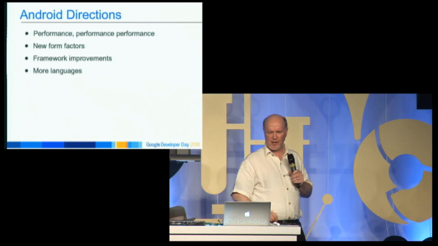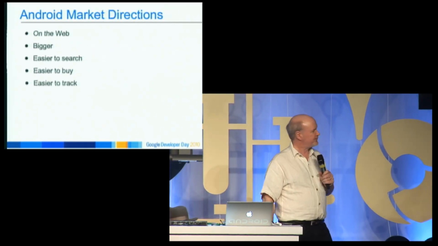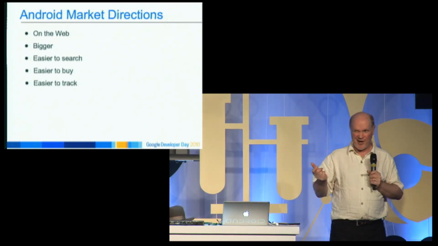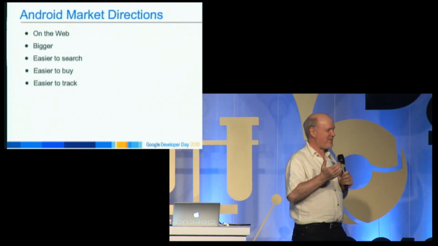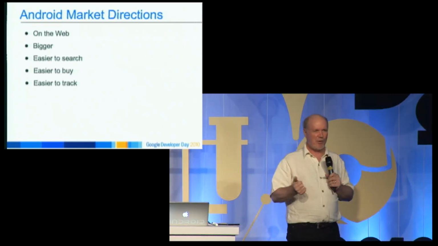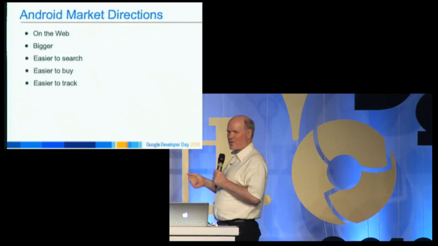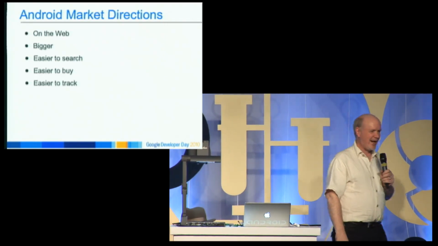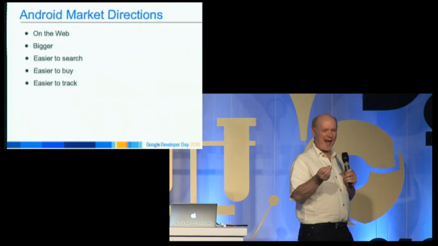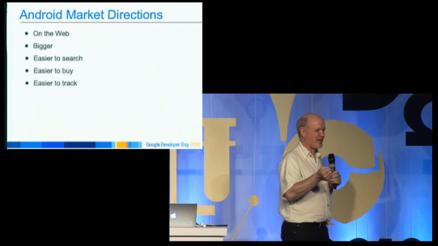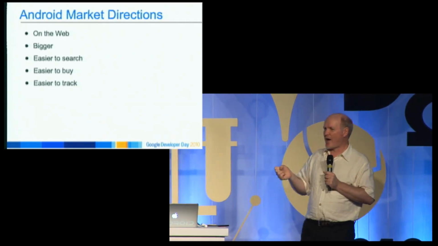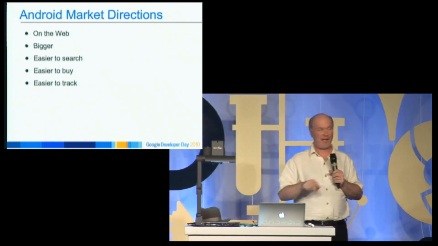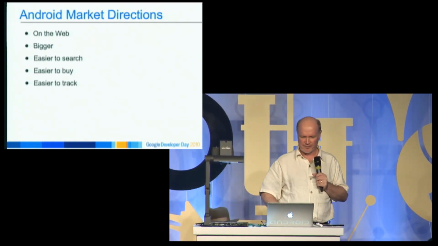The other area where we're really doing a lot of work is the Android market. And we want the Android market to be on the web. Right now you can only see it from a phone. So we really want the Android market to be available in a browser. We want it to be a lot bigger. We want more apps and we want more countries. And we want you to go and write more apps. Please do it. And we want to make it easier to handle the money. We want to make it easier to search, easier to buy, easier to track. Stand by. I think there's going to be some very interesting announcements in the immediate future on the Android market.